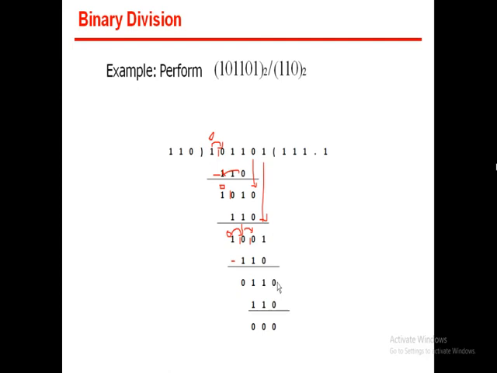Then again 110 is divisible by 1. So 1 is put here. 1 into 1, 0, 0. 1 into 1, 1. 1 into 1, 1. So here subtract: 0 minus 0, 1 minus 1, 0. 1 minus 1, 0. This will be the result. So do the following exercise. Thank you.